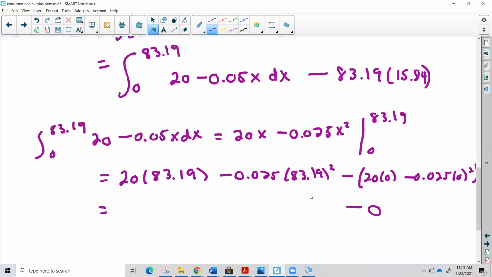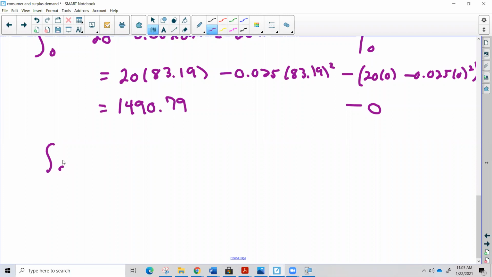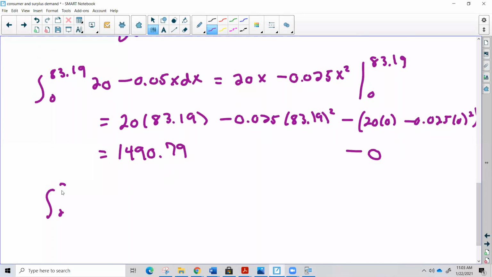And then I'm just going to type all of the rest of it into my calculator. I get 1490.79. Again, I'm going to just stick with 2 decimal places, and then it would be minus 0. So this integral part is that 1490.78.